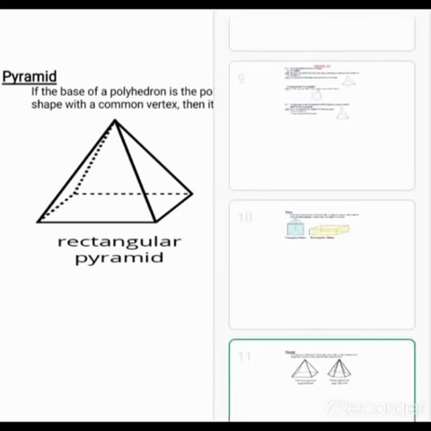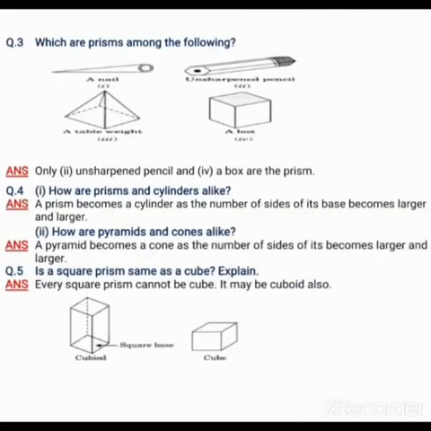Now come to the next point in exercise 10.3, question number 3. Which are prisms among the following? Here 4 figures are given. First one is a nail, second figure is an unsharpened pencil, third figure is a table weight and fourth is a box. So the answer is only the unsharpened pencil and the box are the shape of a prism.